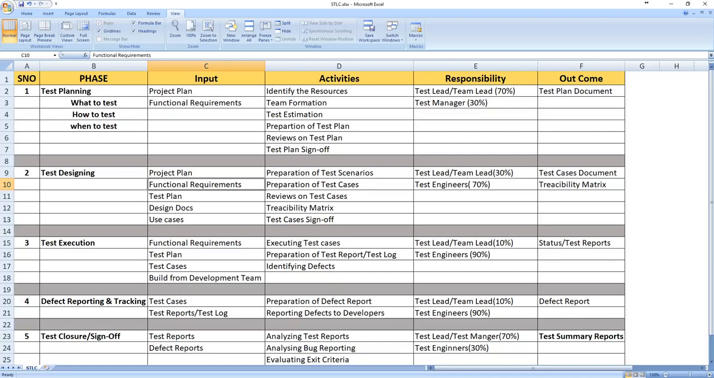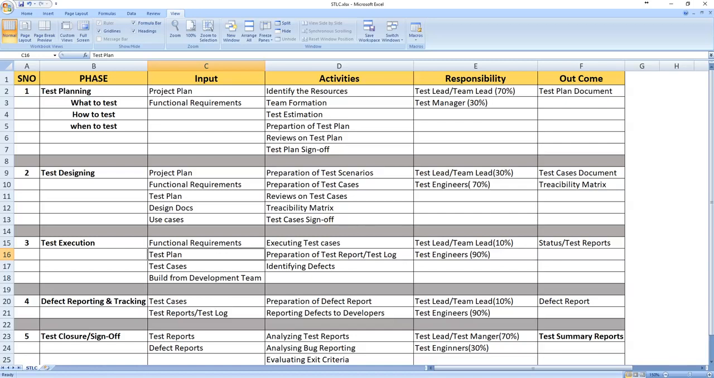As soon as our test cases and traceability matrix are ready, we will get the build from the developer. As soon as we get the build from the development team, we need to start our test execution. What inputs do we require here? Again, we have the functional requirement document and the test plan. We need to refer to the test plan because it contains the timelines. We need to follow the exact timelines and the exact strategy which we have defined in the test plan document.